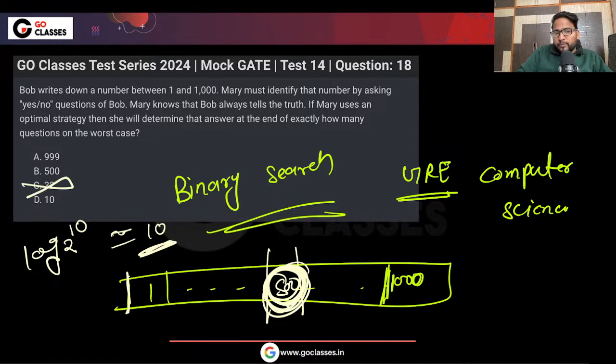32 cannot be the answer. 500, 999, these cannot be the answer. Understood? This is just a binary search. Okay.